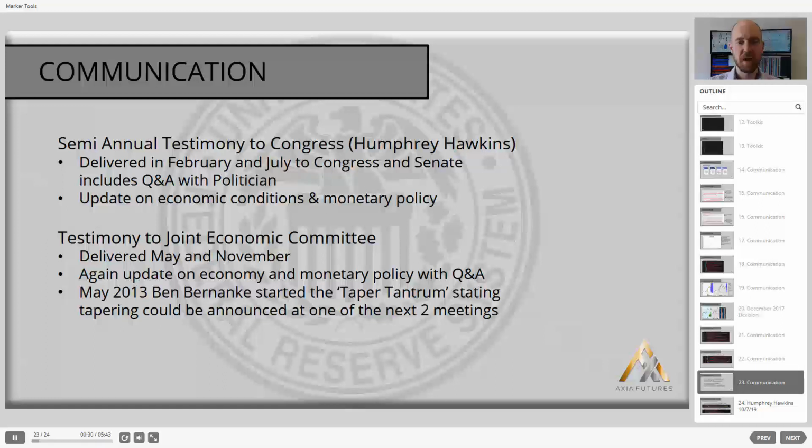The reason for this is that it comes from the Humphrey-Hawkins Full Employment Act of 1978. This mandates the Fed to produce a report to Congress and to the Senate on a biannual basis. So these happen in February and July. And what happens is the Fed chair will give a statement to Congress and the Senate, and then there will be Q&A with politicians afterwards. Now, the aim of this is to update on economic conditions and monetary policy.